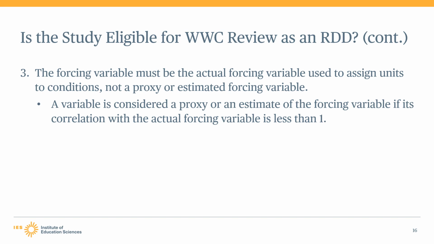Researchers commonly attempt to create proxies for interesting interventions when they do not have access to the true forcing variable. Careful attention must be paid when reviewing studies to ensure that the true forcing variable was used in the model. If a study claims to be based on an RDD but does not meet the 3 eligibility requirements, then the study is not eligible for review under the RDD standards.